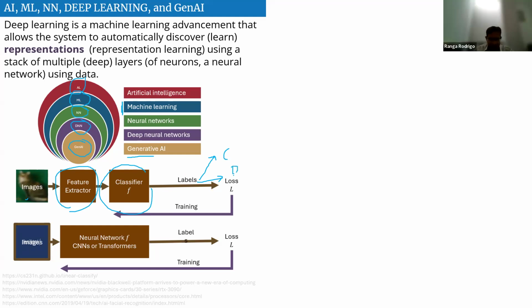So if you give a cat and it says a cat, it's good. If you give a dog image and it says a dog, it's okay. If you give a dog image and it says cat, that's an error, right? So you can see how the loss comes into being.